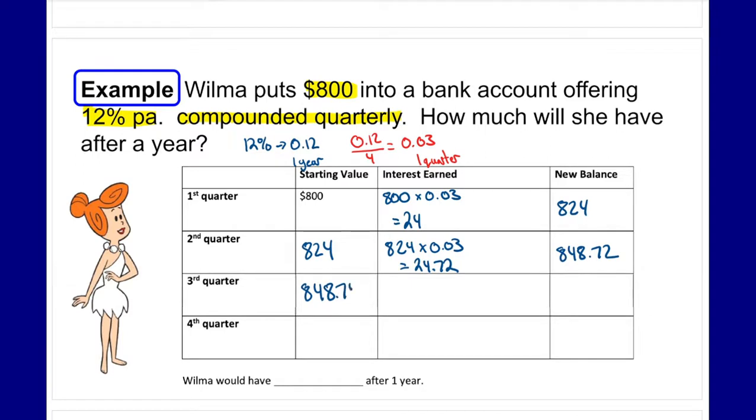So we have seen this before. We've seen this kind of buildup of interest. We're calculating interest on top of interest. That is the difference of compound interest compared to simple interest.